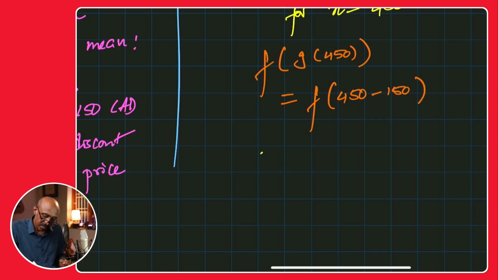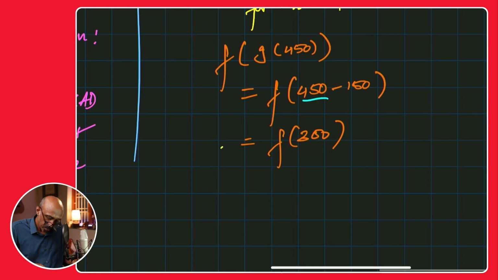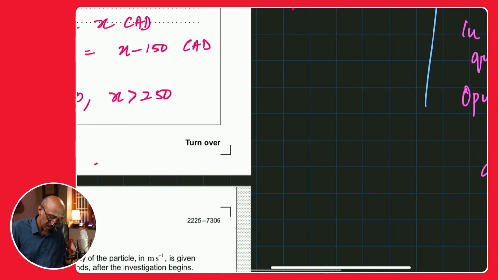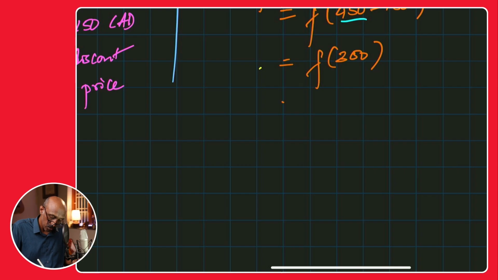This is your x minus 150, all right? That's the g. So we have f of 450 minus 150, which is just 300, am I right? It's just 300. So f of 300. So what is f? F is basically just 0.7x, right? So we will write that as 0.7 times 300, okay?